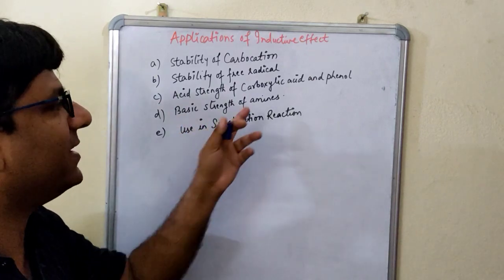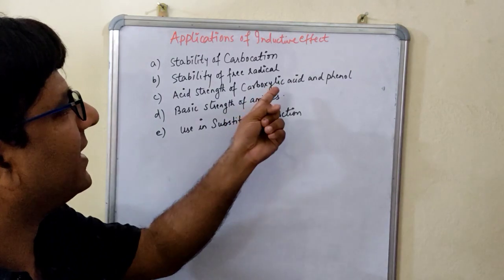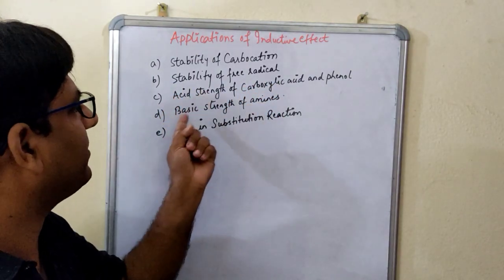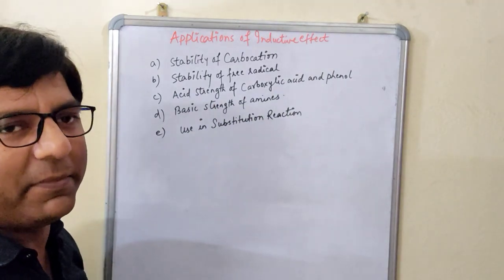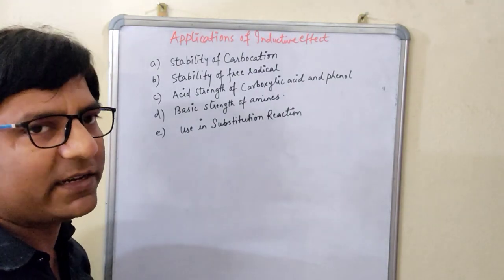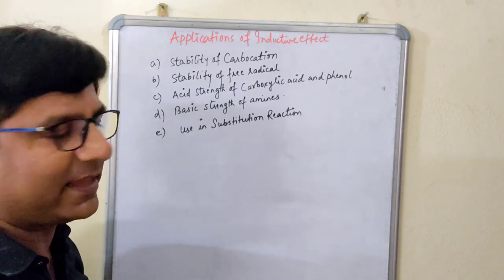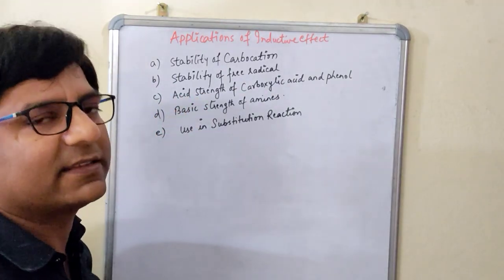Basic strength means the amines are basic in nature, that you know, right? Even the carboxylic acids are acidic. So if we are writing the acidic strength or the basic strength, means we are talking in comparative terms. We will do the comparison of which is more basic in terms of basic strength, this is more basic, this is less basic, like that. In the same way the acid strength, which is more acidic, which is less acidic.